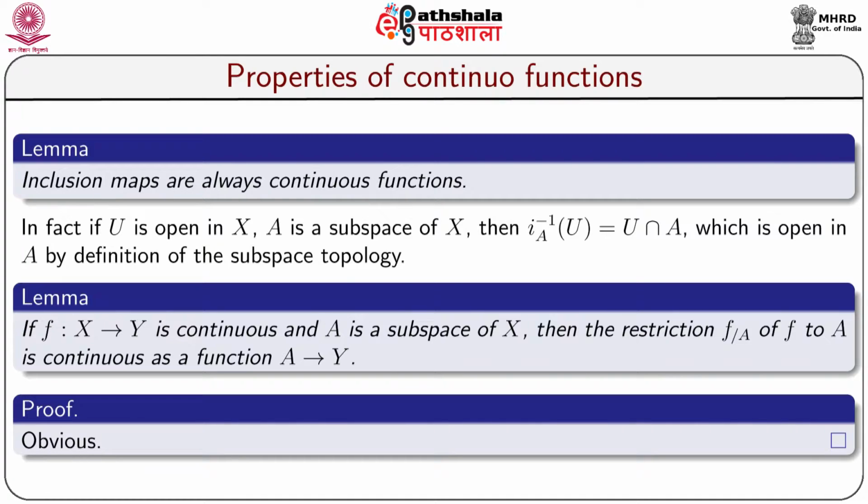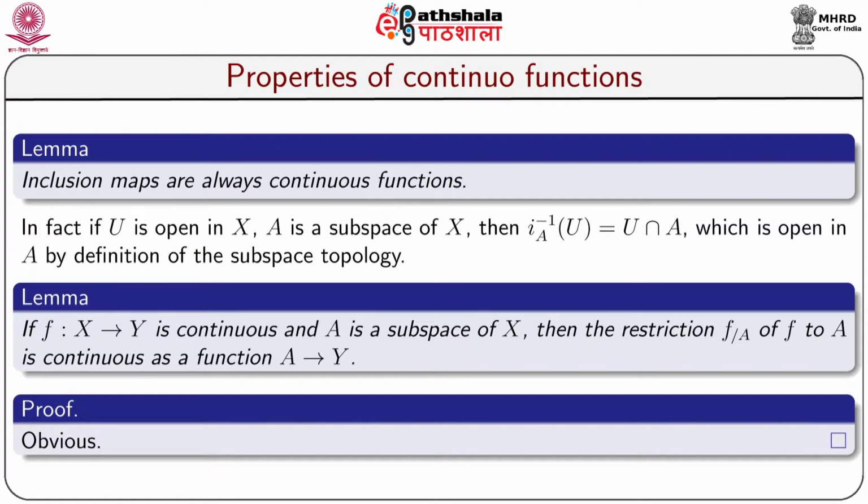Inclusion maps are always continuous. In fact, if U is an open set in X and A is a subspace of X, then the inclusion map i_A inverse of U is equal to U intersection A, which is open in A by definition of the subspace topology. So the proof of this lemma follows.